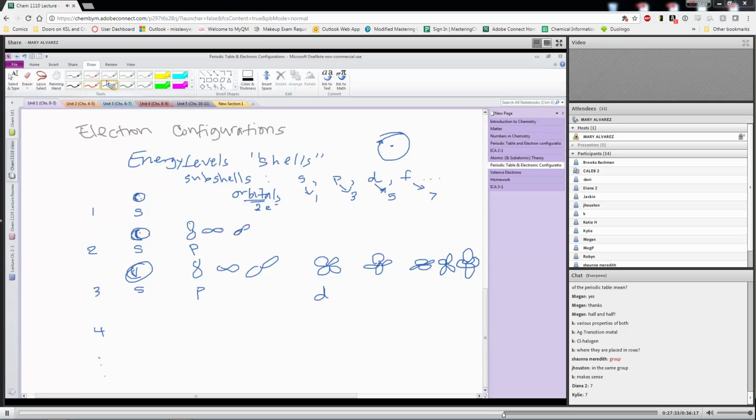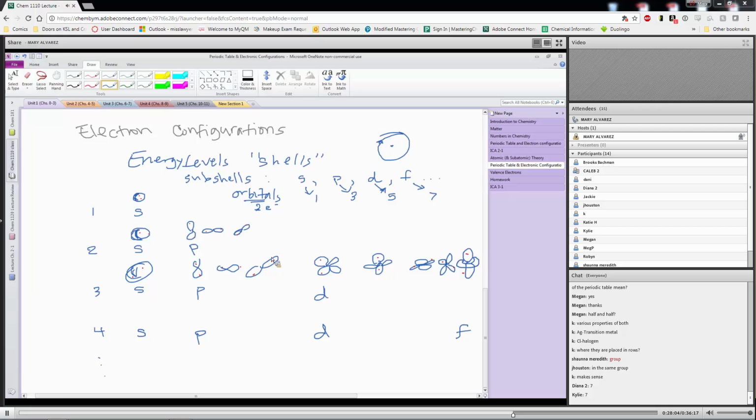But then again, there's 5 of these, and each of these can contain 2 electrons. So the level 4 has a level 4S, level 4P, level 4D, and then also has access to the level 4F. I'm not even going to draw those because they're just crazy out there. And again, each orbital can hold 2 electrons.